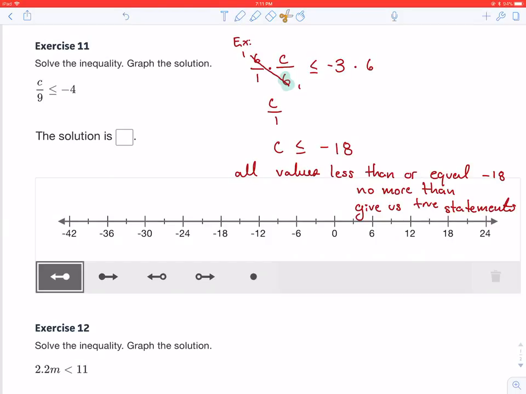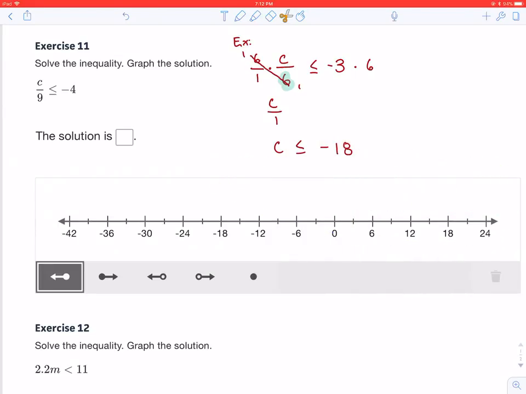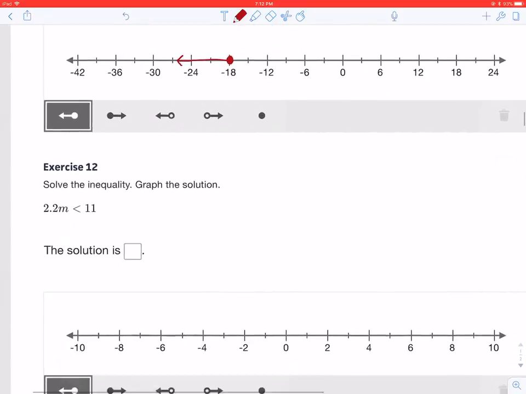And now if I wanted to graph this solution out, well, then I would need to find negative 18 on my graph. And can c equal negative 18? Is negative 18 a solution to this inequality? Well, we said that c is less than or equal to negative 18, so yes, it can be. So I would use a closed circle. And c is less than negative 18, and if it's less than negative 18, it's going to be going to the left. And so that's just an example, but you're going to need to solve exercise 11 on your own using the same kind of techniques we talked about in order to solve out this exercise.